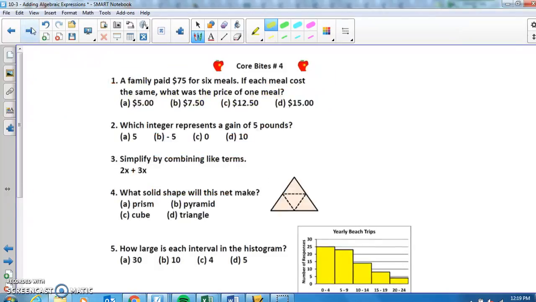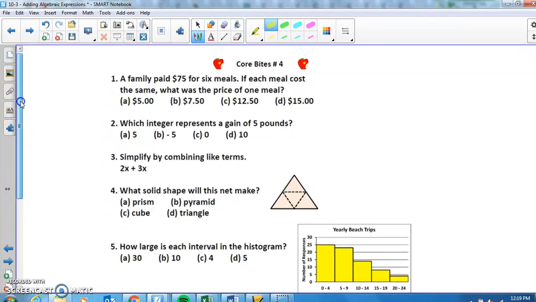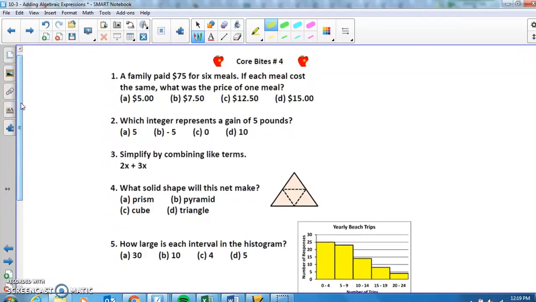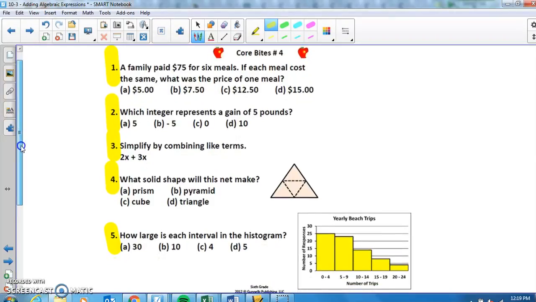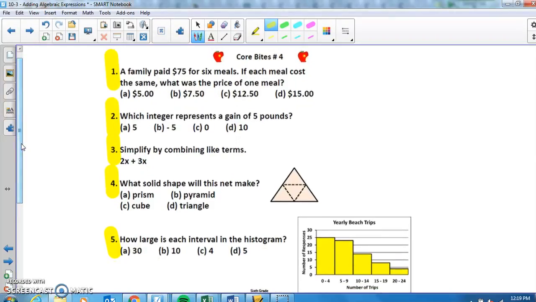All right, this right here, core bites. I don't think we've done a core bite in this class. So what I want you to do with these core bites, you're going to have these periodically. I want you to go through and work 1, 2, 3, 4, and 5. You don't have to copy the problems down, but if you will go through and work these 5 problems. So you may have to pause the video.